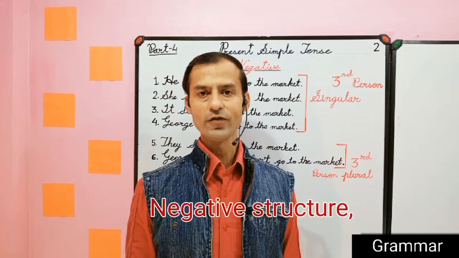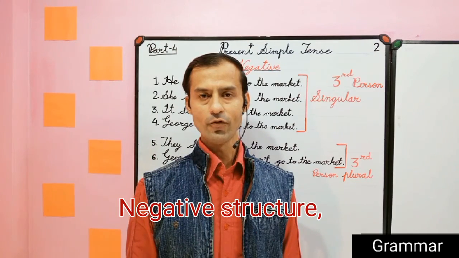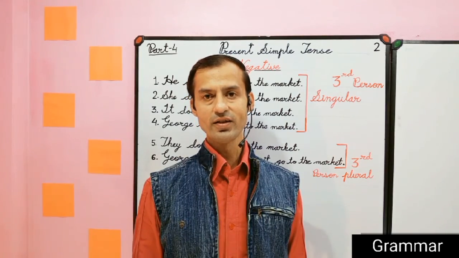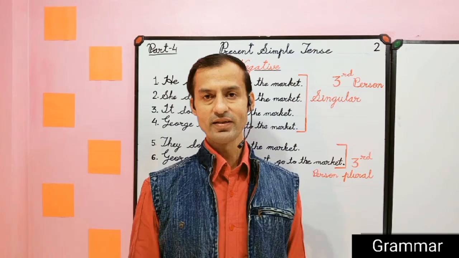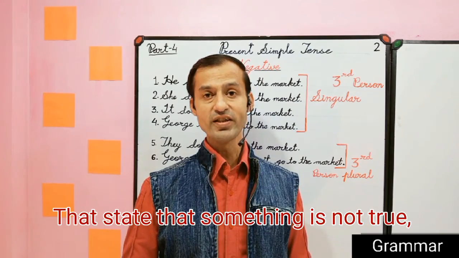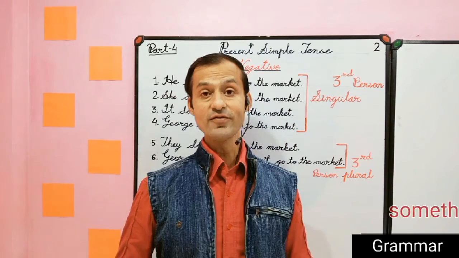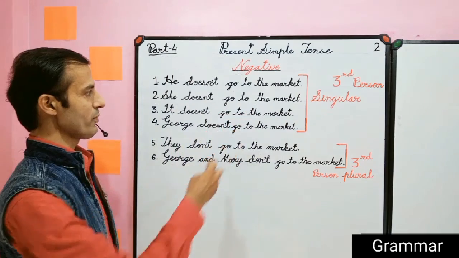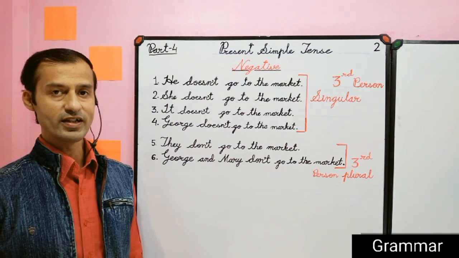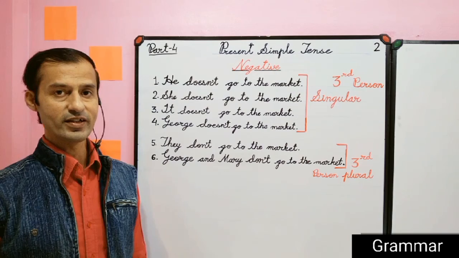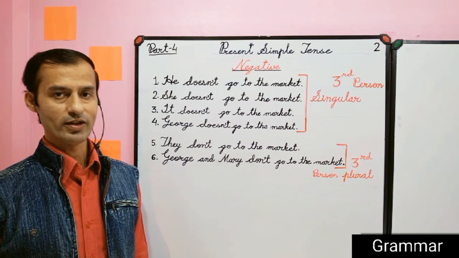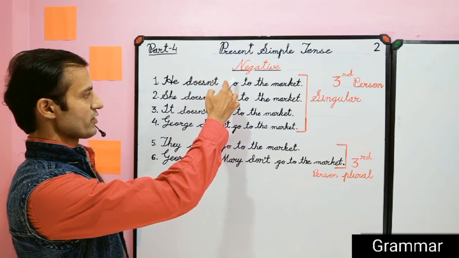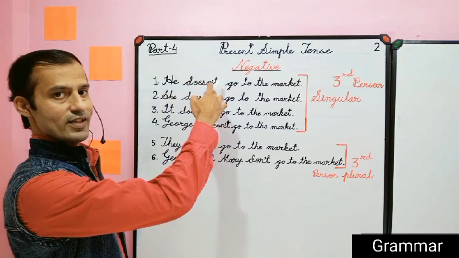This is the negative structure of the present simple tense. So, what is the negative sentence? A negative sentence is a sentence that shows negativity. It means that something is not true, something is false. So here we see this sentence: he doesn't go to the market. In this sentence, does plus not. So doesn't is the shortened form of does plus not. And it always comes before the verb and after the subject.